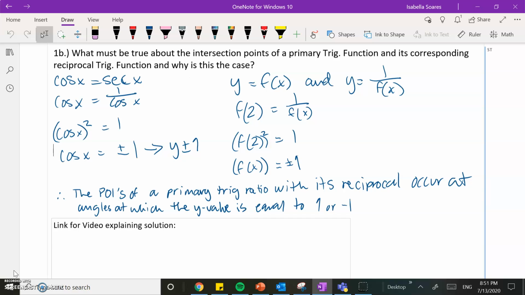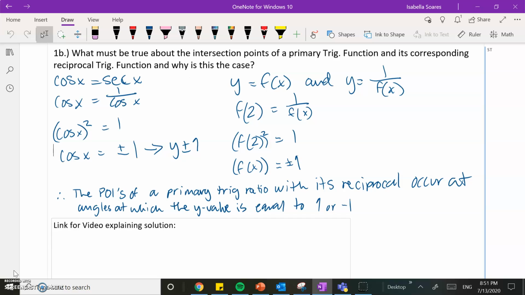So this then led me to believe or prove that a similar answer is seen for other primary trig ratios. So it must be true that the points of intersection of a primary trig ratio with its reciprocal occur at angles for which the y value is equal to plus or minus 1.